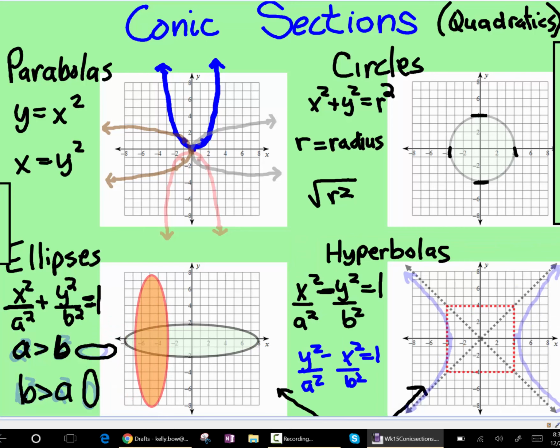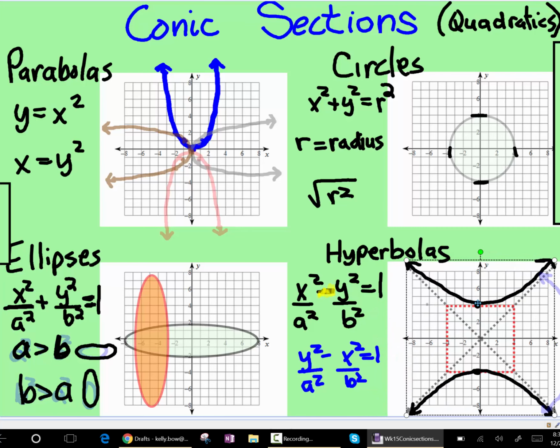The last type of conic section is called a hyperbola. And it's the only conic section where you're going to notice a subtract sign. When it's x squared over a squared subtract y squared over b squared, the hyperbola's curves will be facing towards the x-axis. And when y squared is positive and the x squared is negative, the hyperbola will be facing towards the y-axis, just like that. All right.